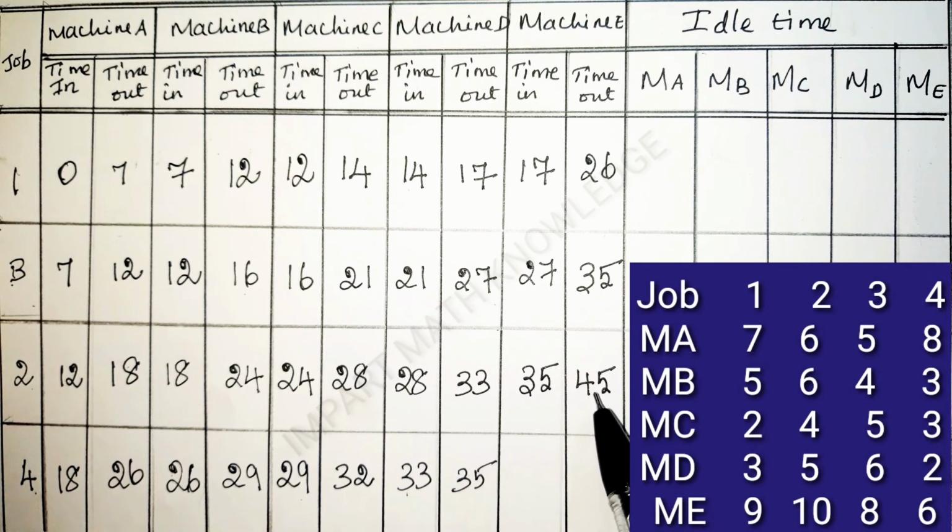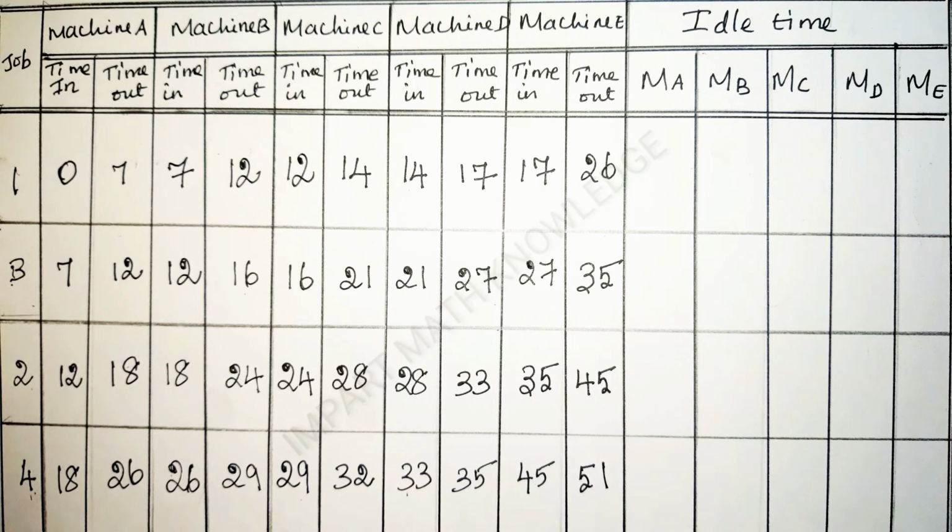For job 4, time in is 45. The processing time for job 4 on machine E is 6. So 45 plus 6 is equal to 51. For job 4, machine E, time in is 45, time out is 51. The time in and time out for all the machines are over. Next we have to find the idle time for each machine.